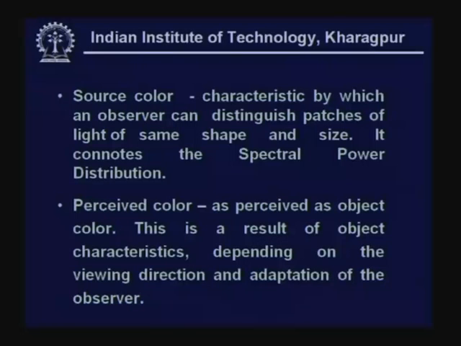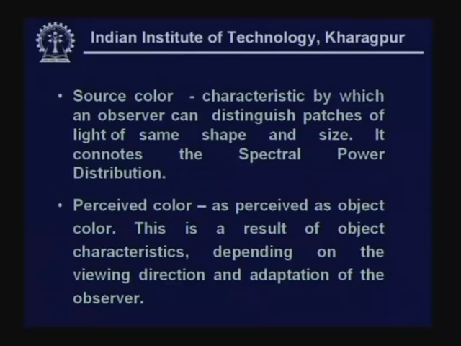So, we have source color predominantly characterized by the spectral power distribution, which essentially tells us how the light of the same shape and size is different from one to the other. In fact, based on the radiation distribution, we have associated certain colors to, say, the sodium vapor discharge lamp and neon vapor lamp, whereas we associate a white light with the incandescent lamp.